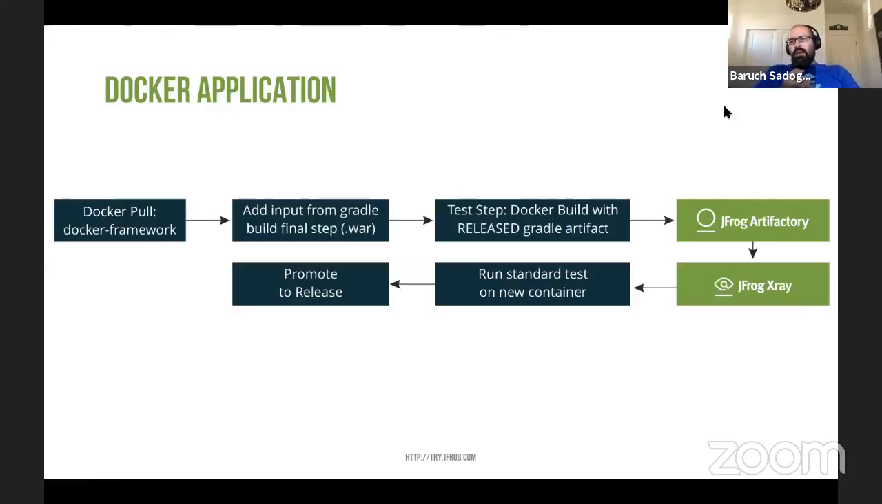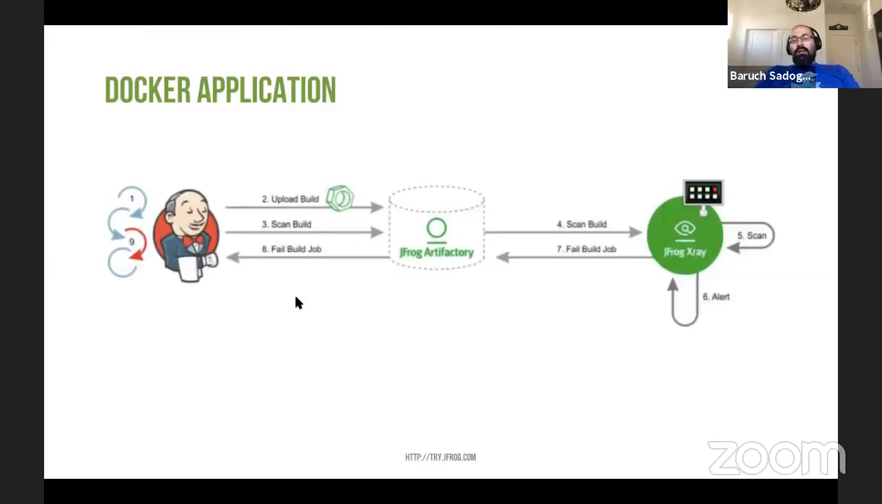The Docker image is scanned for system vulnerabilities. All the system dependencies are scanned. Our war file is scanned. All the dependencies in our war file are scanned. Everything is scanned. And once this scan is successful, we can run a test on this new container and then promote it to be released.